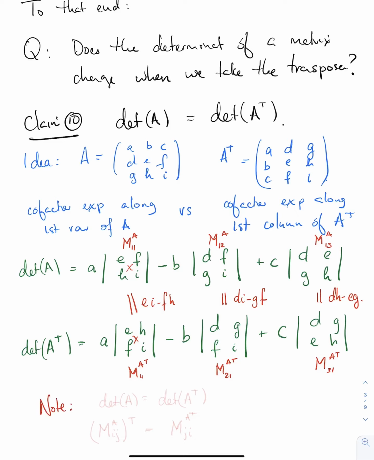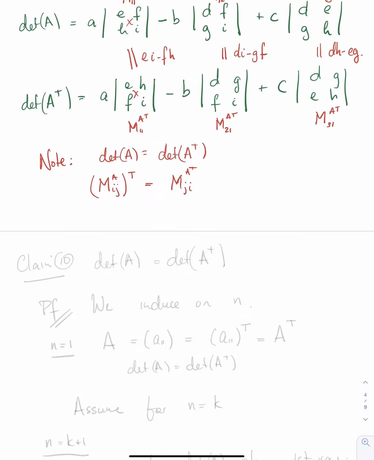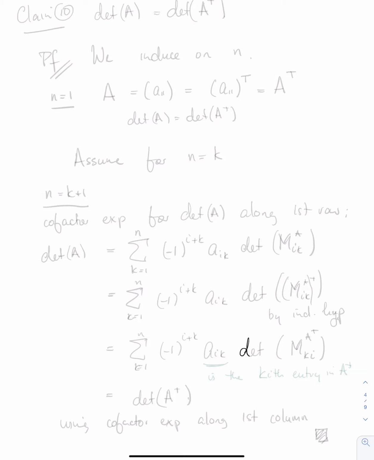Here's what I want you to take away from this. Two things: that in this case, the determinant of A is clearly going to be the determinant of A transpose. And the key to this calculation is the fact that Mij in A, the transpose of that is precisely Mji in A transpose. That's the idea. Let's actually prove our claim.